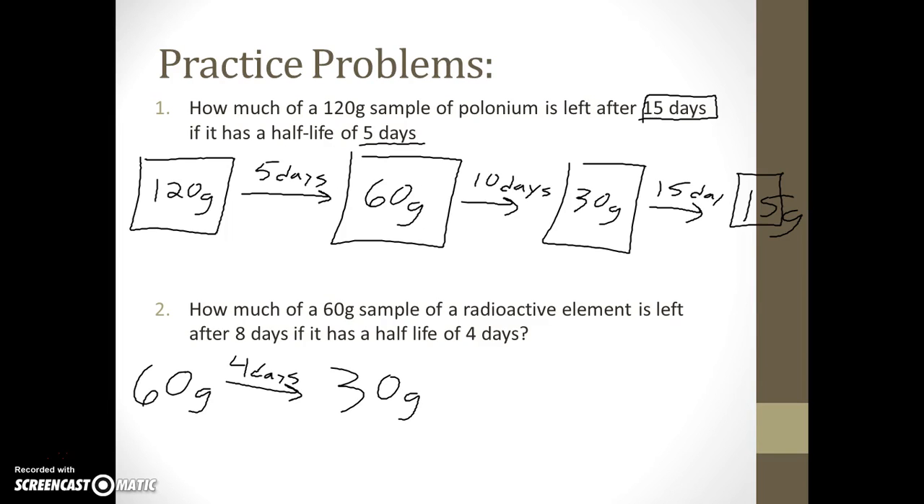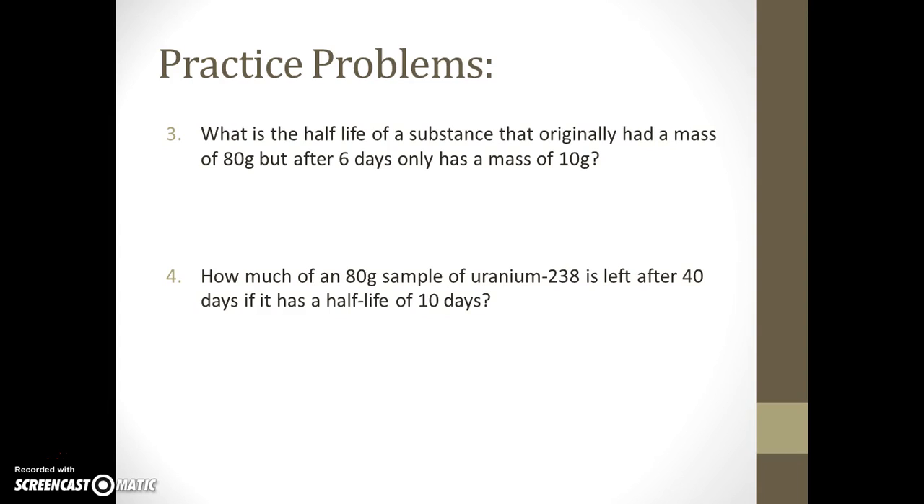Okay, and it says left after 8 days, so we need another half-life, 4 more days. So we had 4 days, we have 4 more days, so we have a total of 8 days. That's what it's asking us about. And half of 30 would be 15 grams. Turns out that a lot of these examples have the same answer. Okay, so as you're going through, you're looking at what exactly they're asking you.